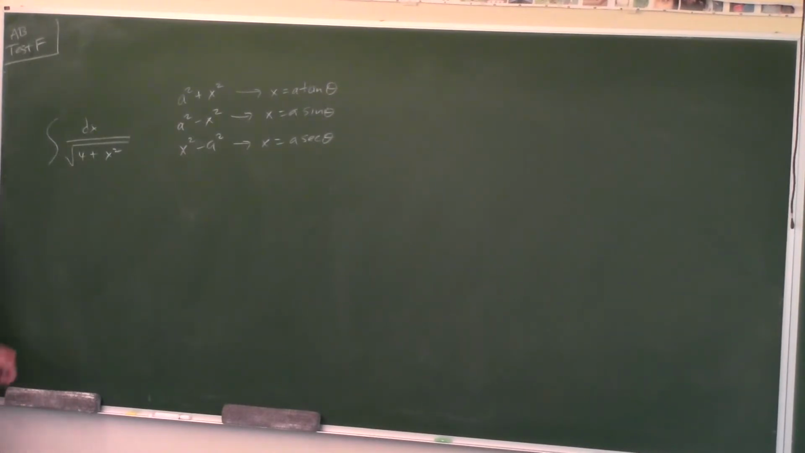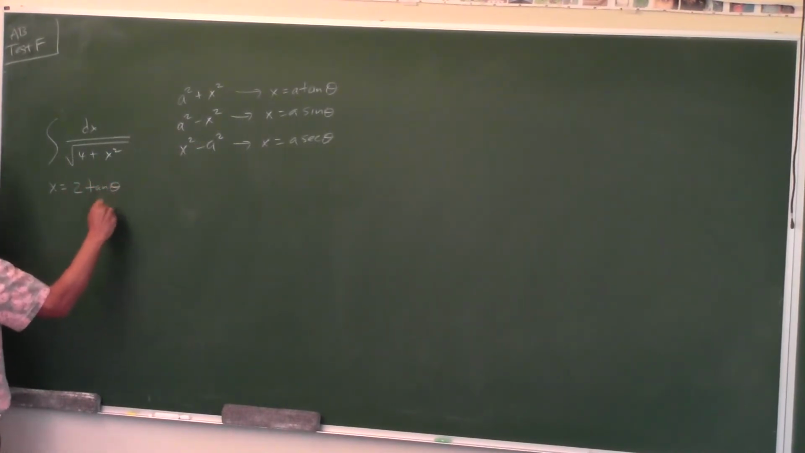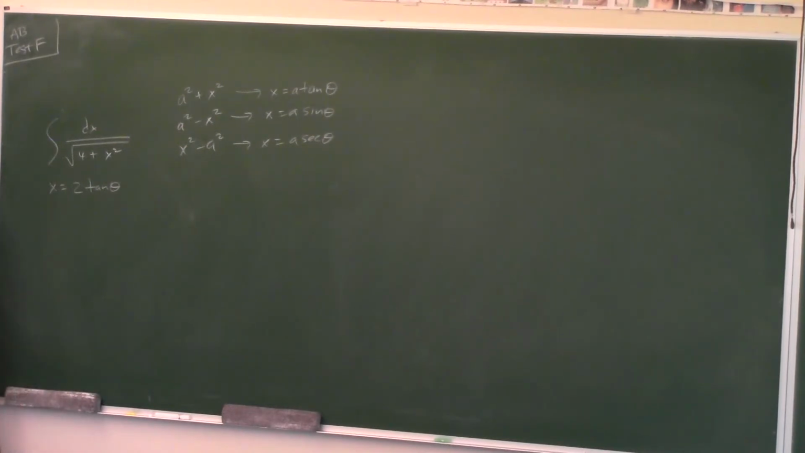So when you see this problem and you go, okay, I'm going to use a trig substitution, then you're going to let x equal 2 tangent theta. Everybody see why a is 2 in this problem? Because 4, that's 2 squared, that's why. Even if you don't understand why you're doing it, just do the problem, then you will see why.